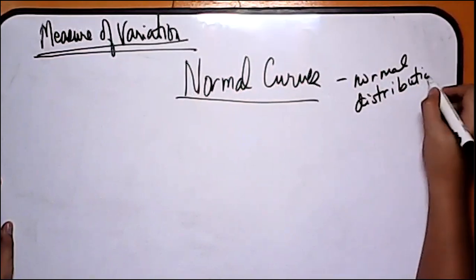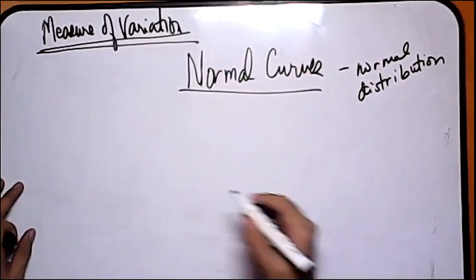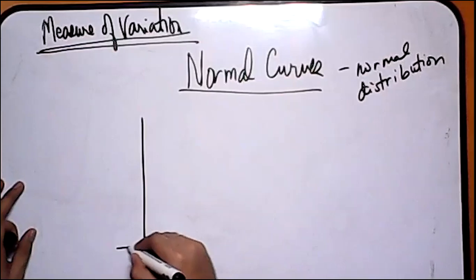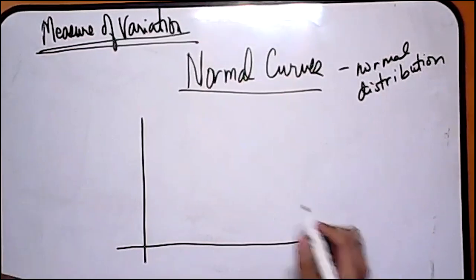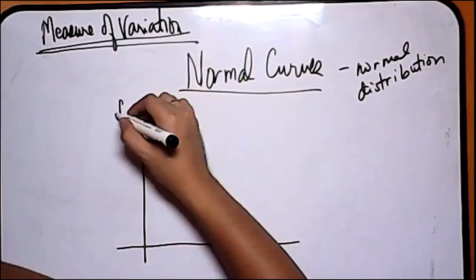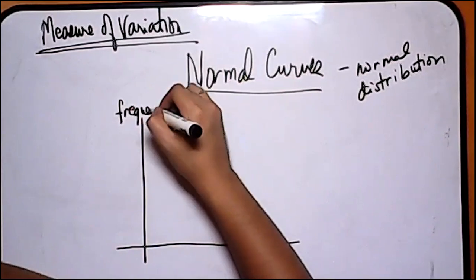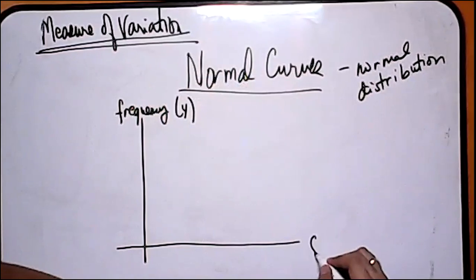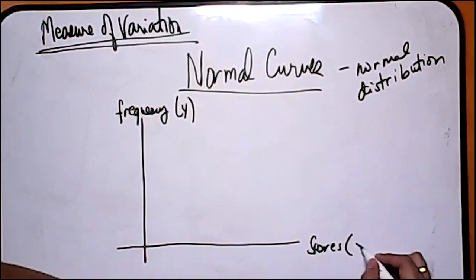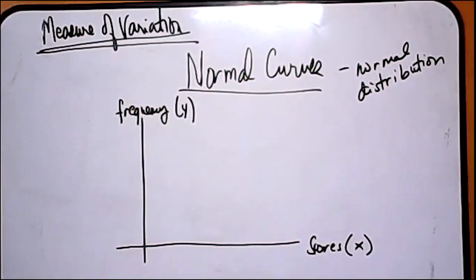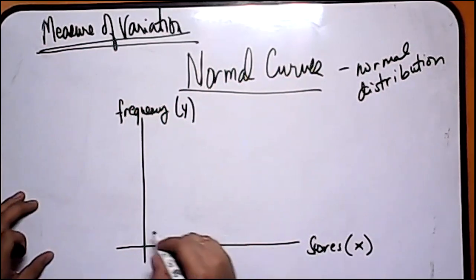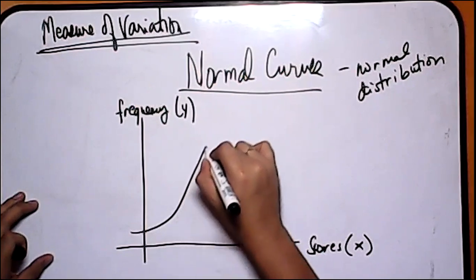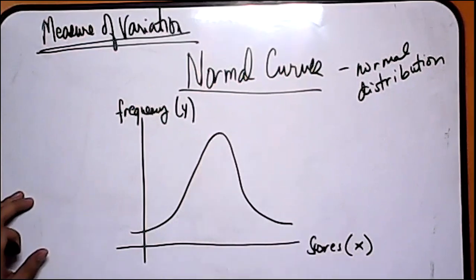Sir, ano ba kasi ang normal distribution? Ganito yan. Now, for example, we have this graph here. This is our y-axis, which represents the frequency of scores, and these are the scores, located in our x-axis. A normal curve looks like this. That is a normal curve, and it represents a normal distribution.